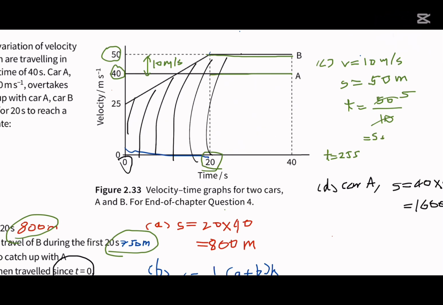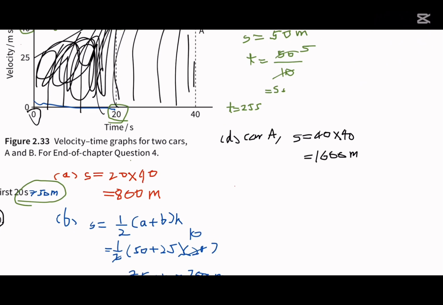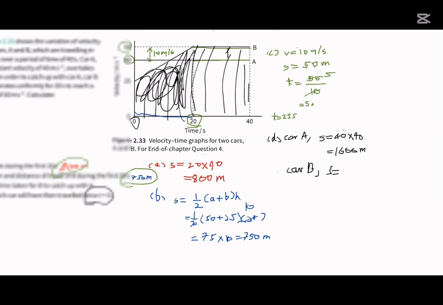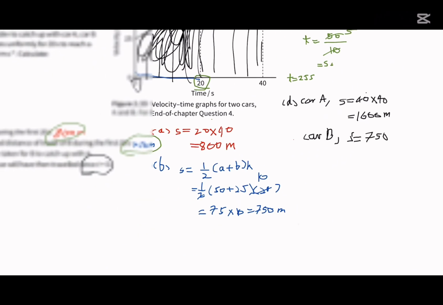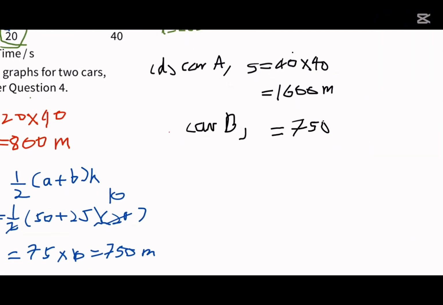Alright, so now let's do car B. It's the distance since t equals 0, so that's since the start. So this is just two separate things. We already found the distance of this, so we can find this. That's a rectangle. So for car B distance, we use the old distance, which is 750 meters. Oh wait, I forgot to find the acceleration here. Okay, I'll do that after this. I'm sorry, I forgot to find the acceleration.